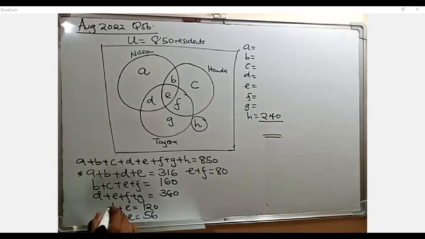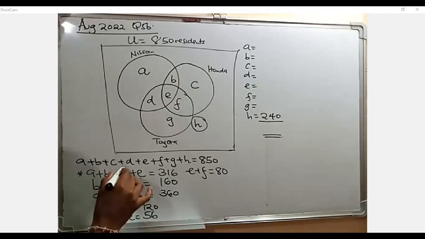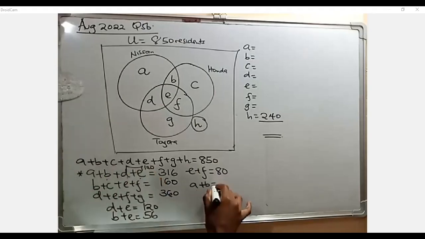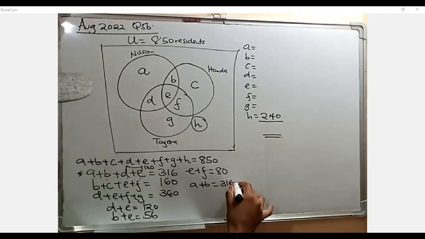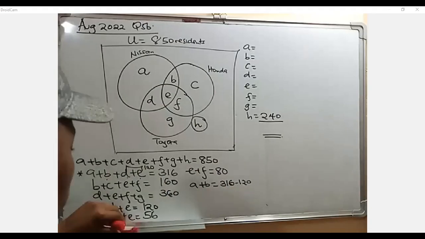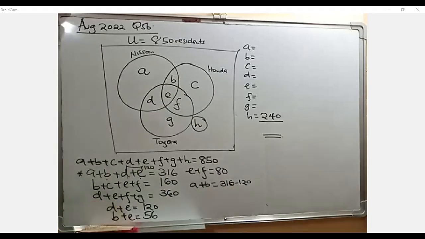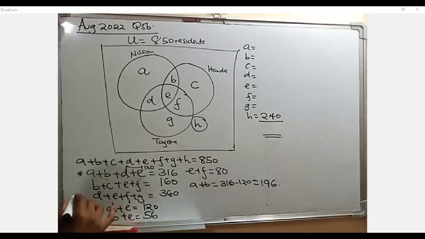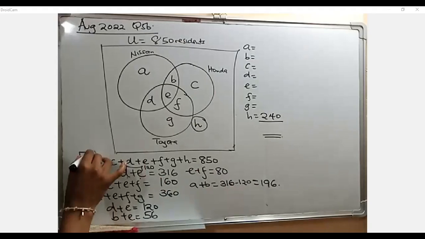Let us get the value of A and B, because you have D and E. Our D and E is 120. So we say A plus B should be equal to 316 minus 120. How much are we getting here? We are getting 196, sorry. So already in my main chart, I know this plus this one is 196.